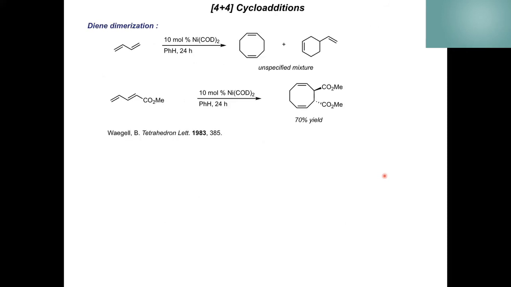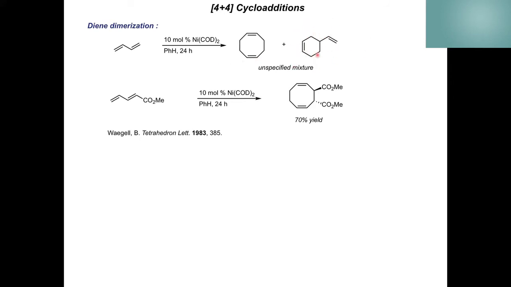Okay. So if we think about making some larger ring sizes, we can start thinking about engaging those diene components with other dienes in order to make 8-membered rings via 4+4s. This is something that I think was known in the literature even prior to the 1980s: butadiene will dimerize to make 1,5-octadiene, but can also undergo self 4+2s to make vinyl cyclohexene.